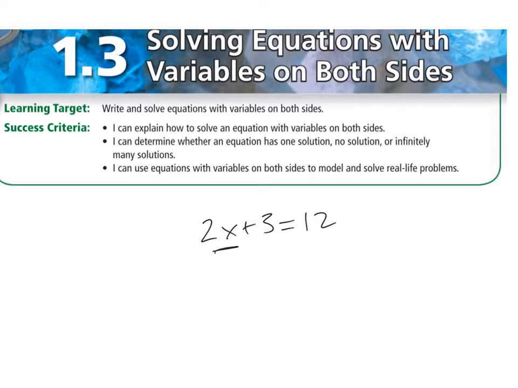But in this one, we're going to have situations where there's an x on both sides. So for example, 2x plus 3 is equal to 7x minus 2. So we have to do something different with this. We can't just isolate the variable right away.